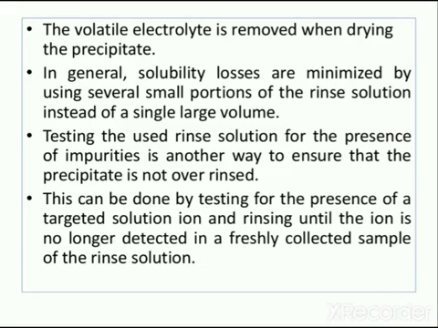Generally, solubility losses are minimized by using several small portions of the rinse solution instead of a single large volume. Then testing the used rinse solution for the presence of impurities is another way to ensure that the precipitate is not over rinsed. This can be done by testing for the presence of a targeted ion and rinsing until the ion is no longer detected in a freshly collected sample of the rinse solution.